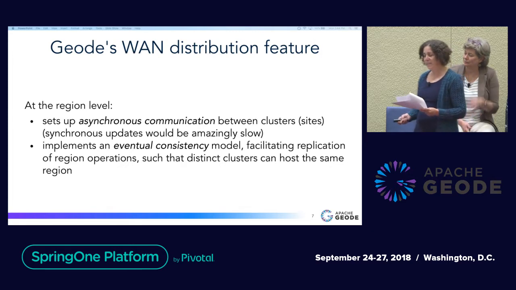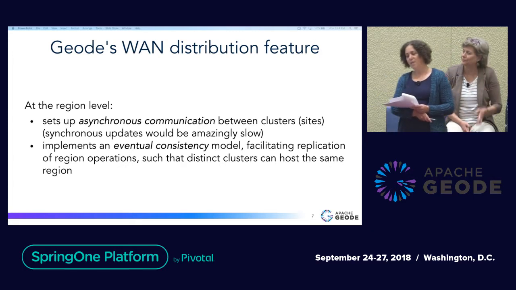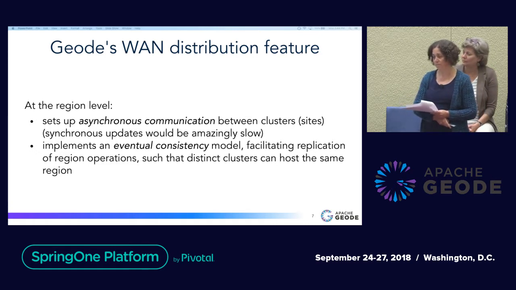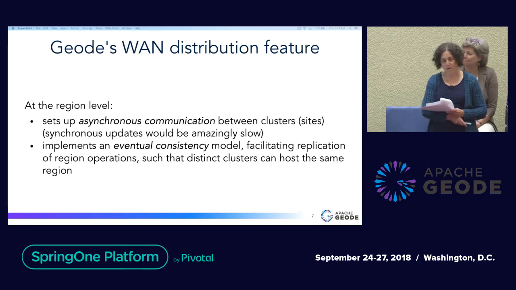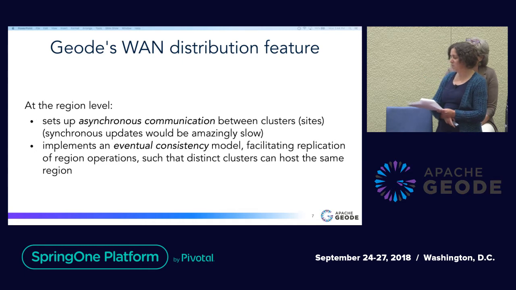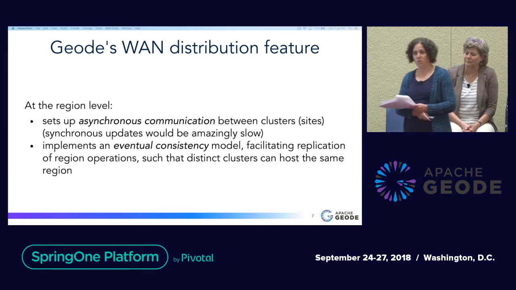Let's talk about the implementation of Geode's WAN distribution feature. This feature allows distinct clusters to host the same region. Updates and writes to the region are propagated asynchronously from one cluster to another, allowing the receiving cluster to eventually become consistent. The updates are asynchronous for performance reasons. It allows region operations on the cluster where the operation originated to continue without waiting for a globally distant cluster to receive and acknowledge receipt of individual region entry updates.